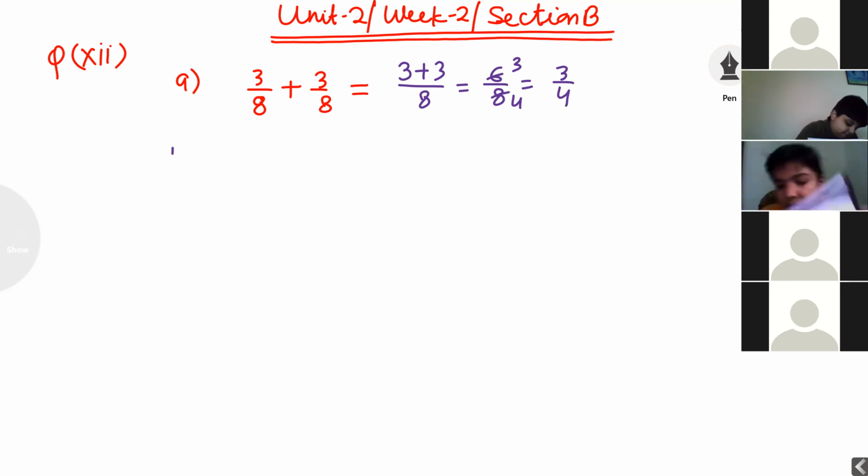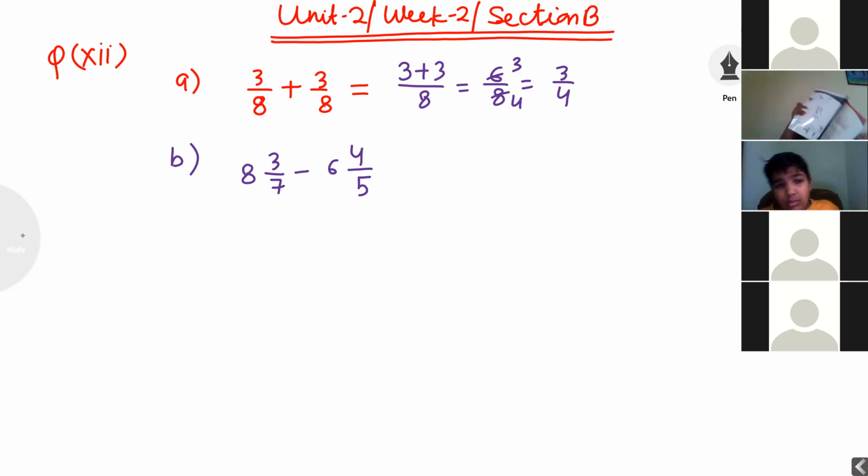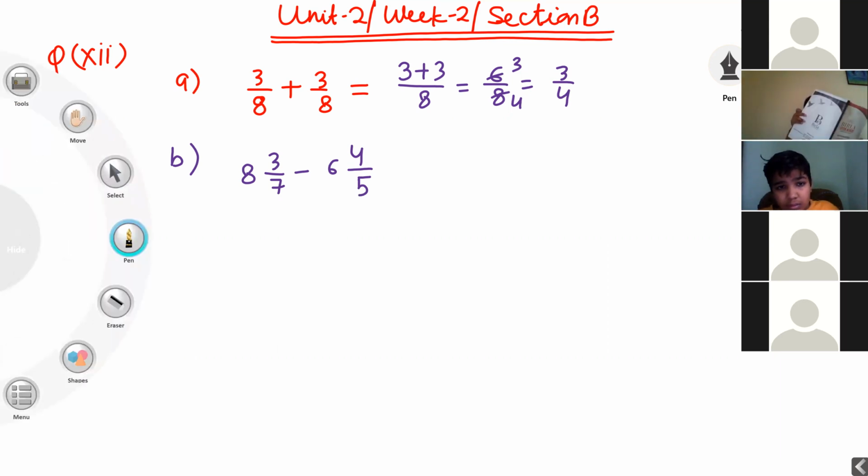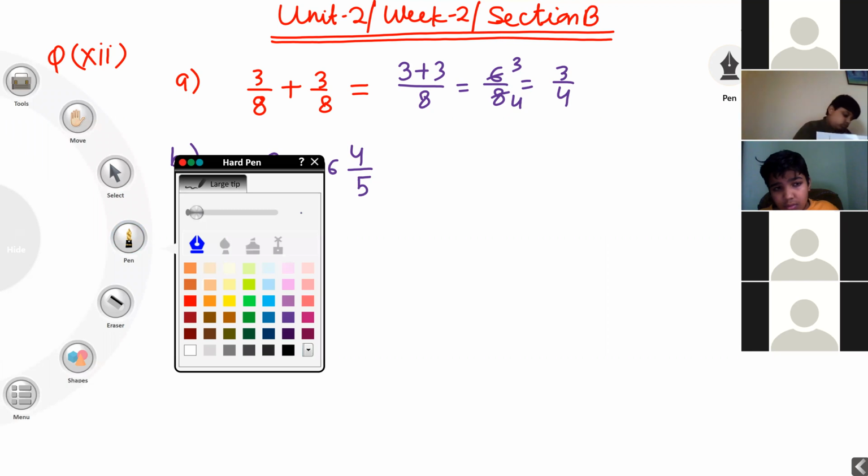B question. 8 integer 3 by 7 minus 6 integer 4 by 5. Now they have given in mixed fraction. We want to convert into improper fraction. How to convert mixed fraction into improper fraction? This question, note down in class notebook. Don't write in course book.